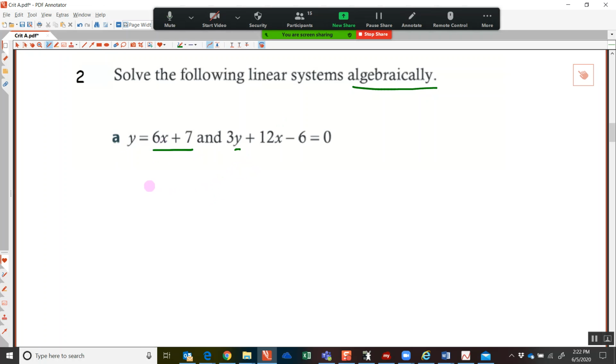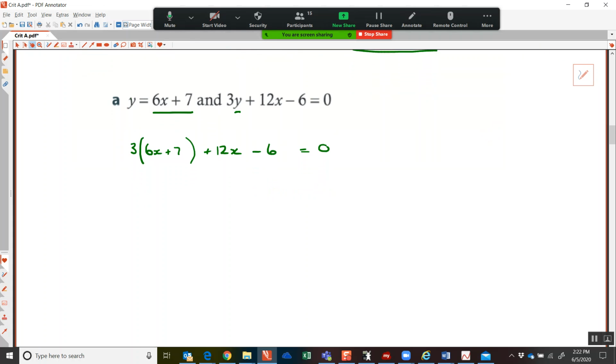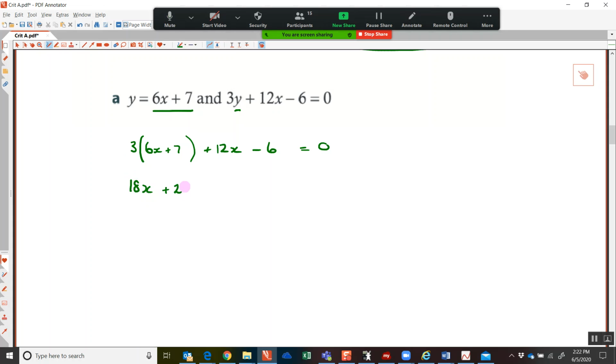Yeah. So we replace the y. So I've got 3 lots of whatever y is, and y is equal to 6x plus 7. Okay. And then I've still got my plus 12x, subtract 6 equals 0. What's the next step, Charlie? So what's that? Plus 12x, subtract 6. Cameron, what's the next stage?